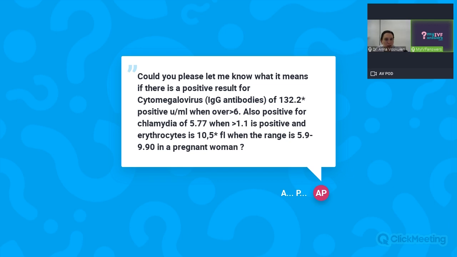Could you please let me know what it means if there is a positive result for cytomegalovirus of 132.2, also positive for chlamydia, when 1.1 is positive, and erythrocytes at 10.5, when the range is 5.9 to 9.90, in a pregnant woman?